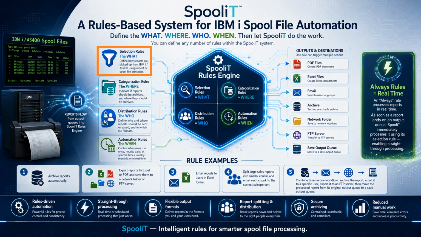There are selection rules. The what? There are categorization rules. The where. There are distribution rules. The who. There are automation rules. The when.